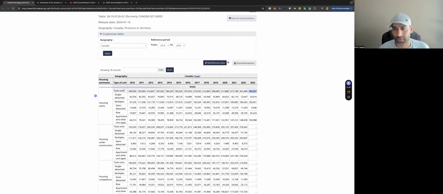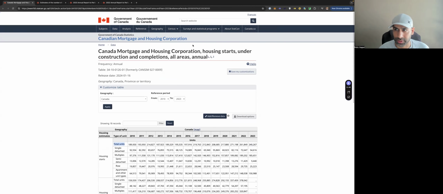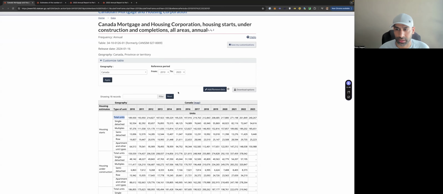So here is the total number of houses we are building per year. This is the CMHC website. Again, I'm not creating these numbers. From 2010 to 2023, the first issue is that the number of houses we're producing has stayed the same, even after an extreme crisis.